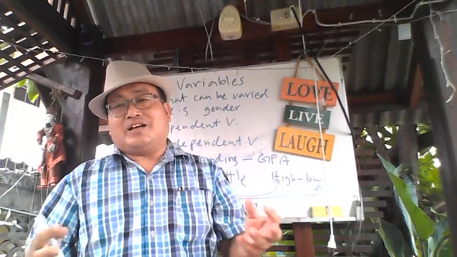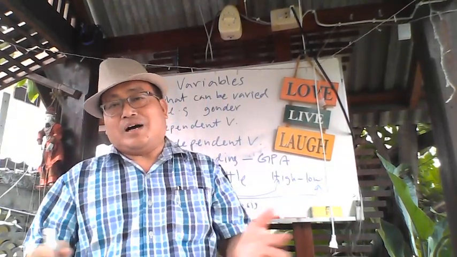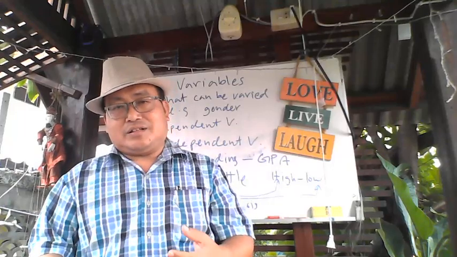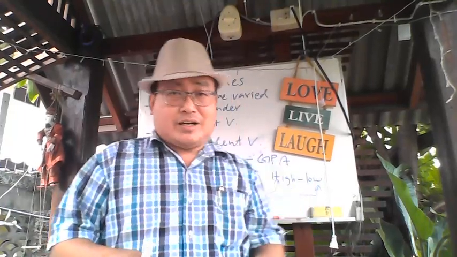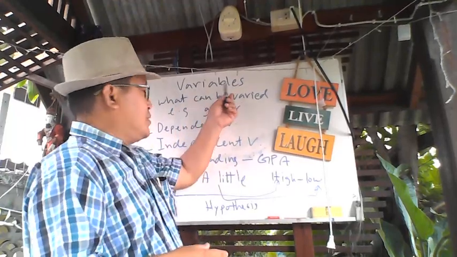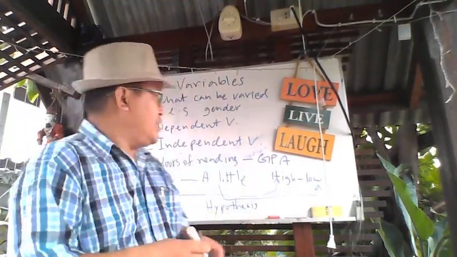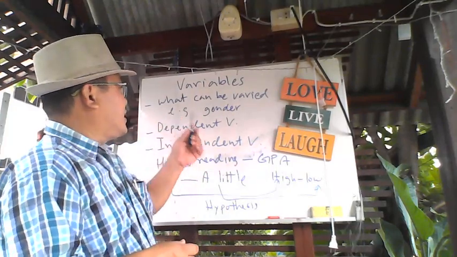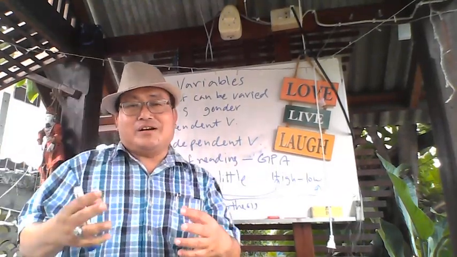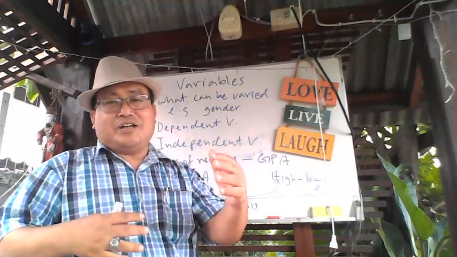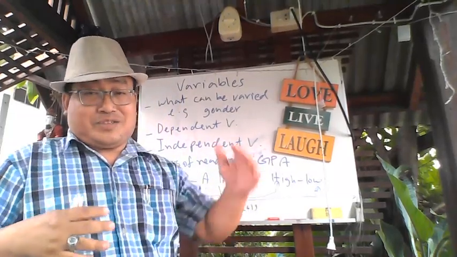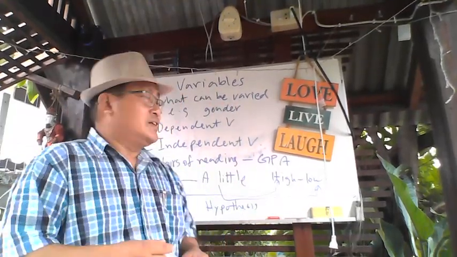And as you know, research is a systematic way to find out about something. So in research, we need to talk a lot about variables. Variables means something that can be varied. Can be varied means can have different properties like levels or layers or groups.